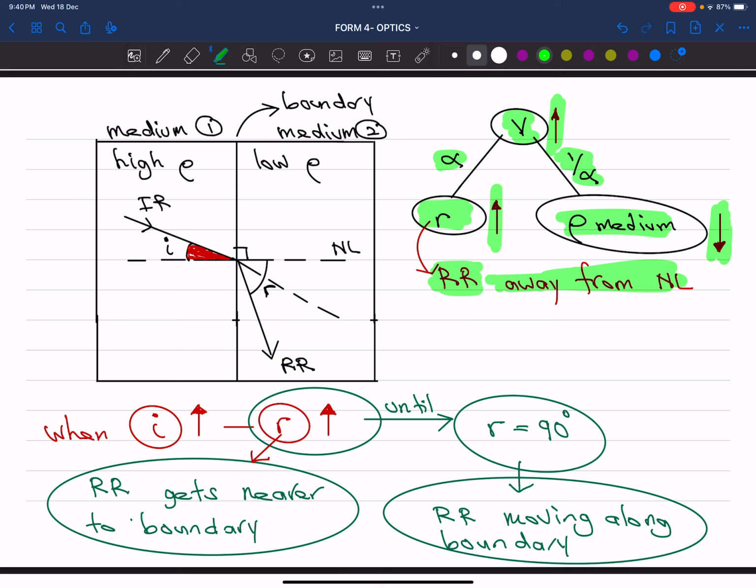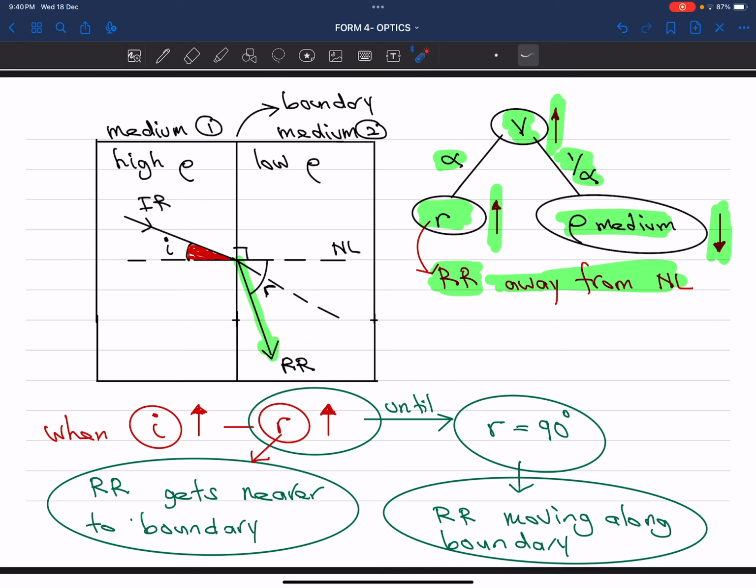So if you look at this diagram, the incident ray, and then the broken line is the original direction. This is our normal line. Away from the normal line will be on this side. It is away. This refracted ray is away from the normal line.